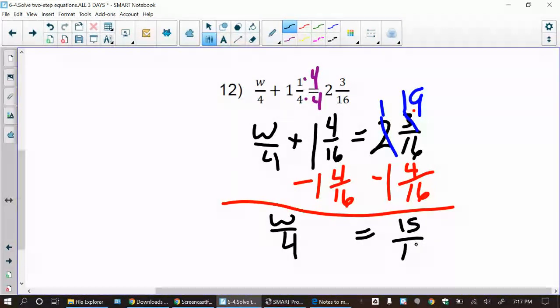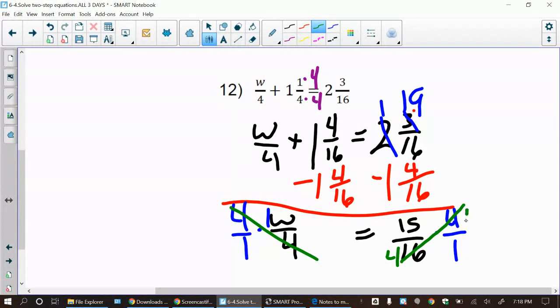15/16. Okay. Now remember, we're inviting this invisible 1 so that when I go to actually do my work and multiply, I'm multiplying by 4 1s. So whatever I do to one side, we have to do to the other side. This makes those cancel. Now, can 4 go into 16? You always want to look to see, can you cross reduce? Yes, 4 goes into 16 4 times. That's 1.